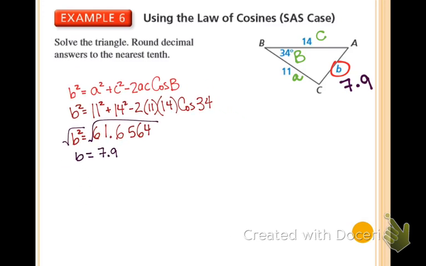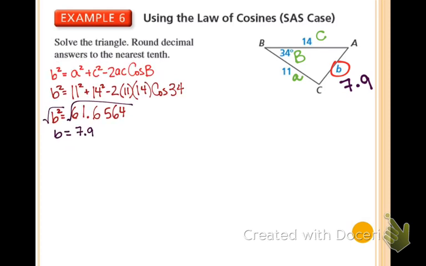All right, so we haven't found everything. We just found one piece. We need to find one more, and then we're finished. So we found B to be 7.9. We need to find the angles. From here, we use law of sines again. We don't keep using law of cosines, because do I have a known pair now? I do. I have 7.9 and 34. So I'm going to use law of sines with the b's here.